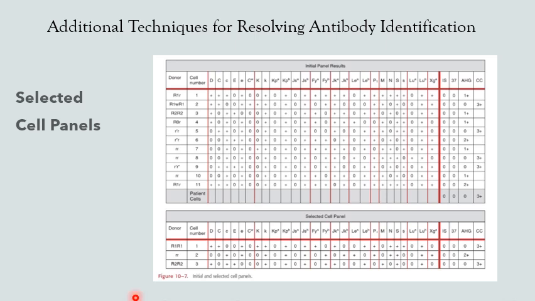So in the selected cell panel, you have the reagents R1, R1, small r, R2, R2. Selected cell panels is useful when a patient has a known antibody and the medtech is attempting to determine additional antibodies present.